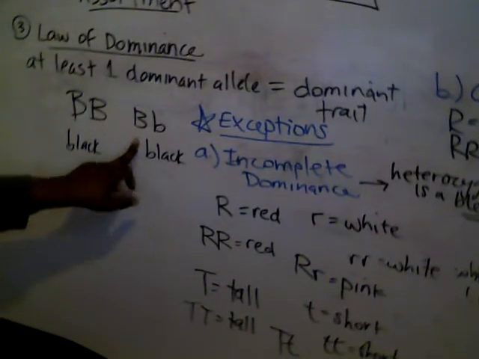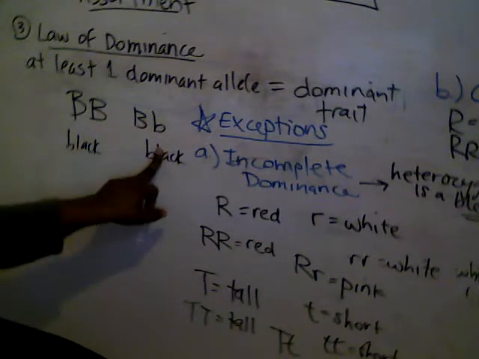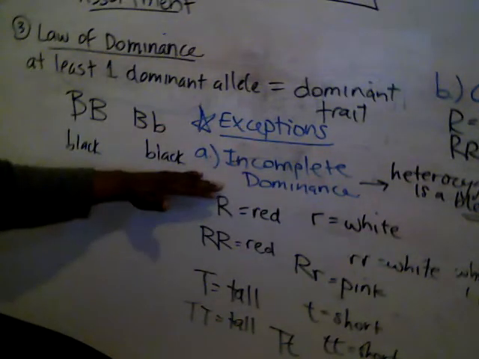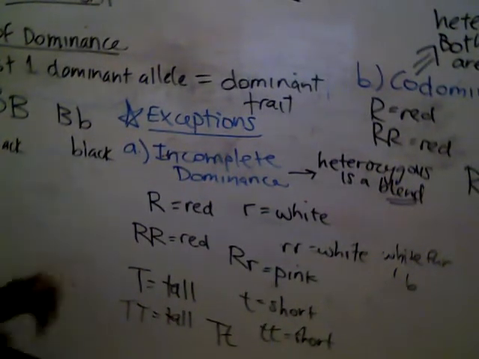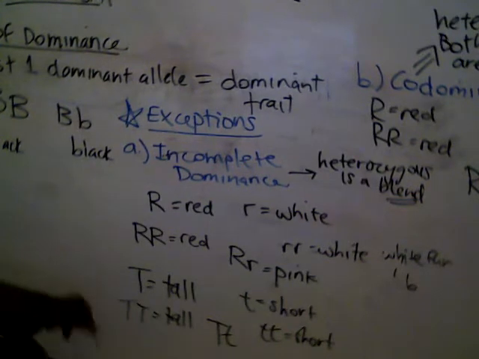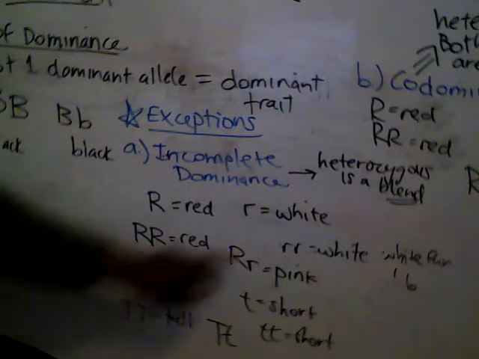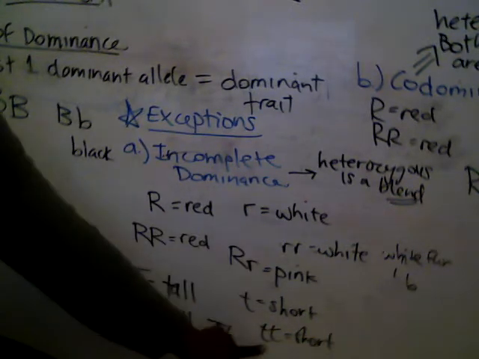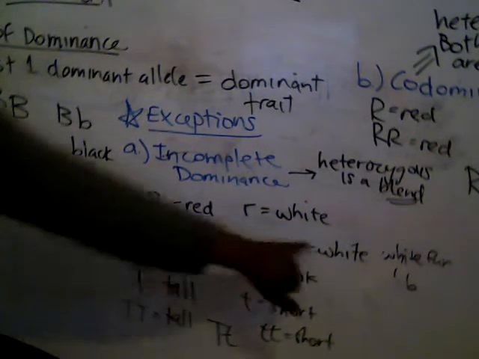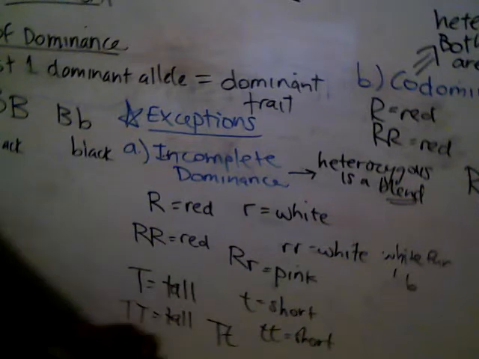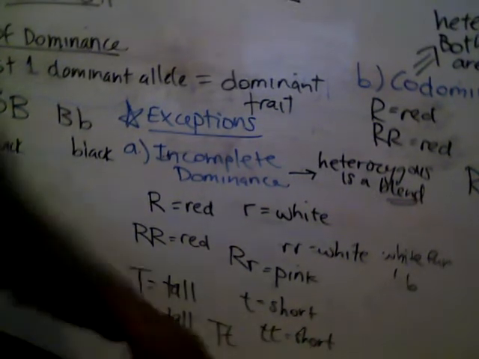So just to recap, if we're dealing with the normal dominance, which is Mendel's law of dominance, the heterozygous should look exactly like the dominant. So if the dominant is black, the heterozygous should look black. For his exceptions, if you're dealing with incomplete dominance, your heterozygous is a blend of the two colors or a blend of the two traits. So if big R is red, or if big T is tall, and little r is white, and little t is short, the heterozygous would be right in between. So if we have red and white, the heterozygous would look pink. If we have tall and short, the heterozygous would look medium, somewhere in between.